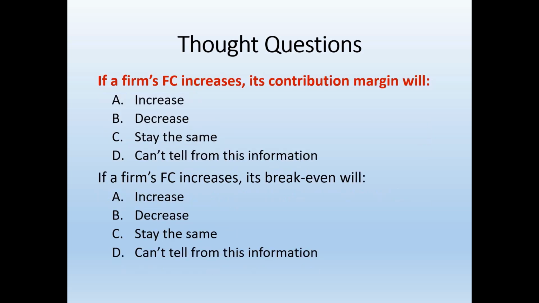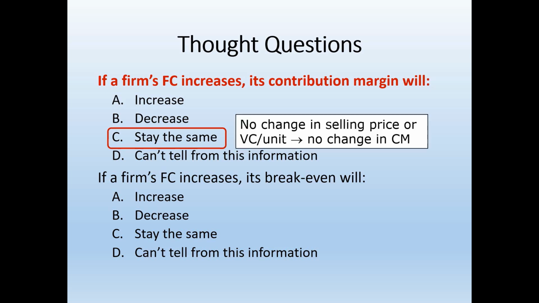What if the firm's fixed costs increase? What happens to its contribution margin? Right. The contribution margin stays the same. There's no change in the selling price. There's no change in the variable cost per unit, so there's no change in contribution margin.